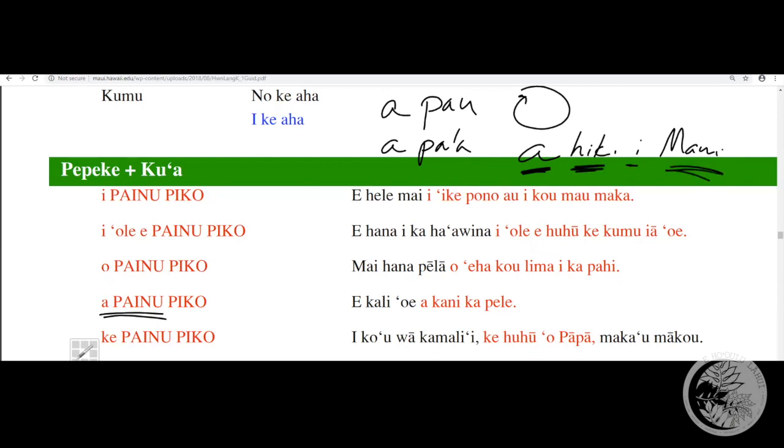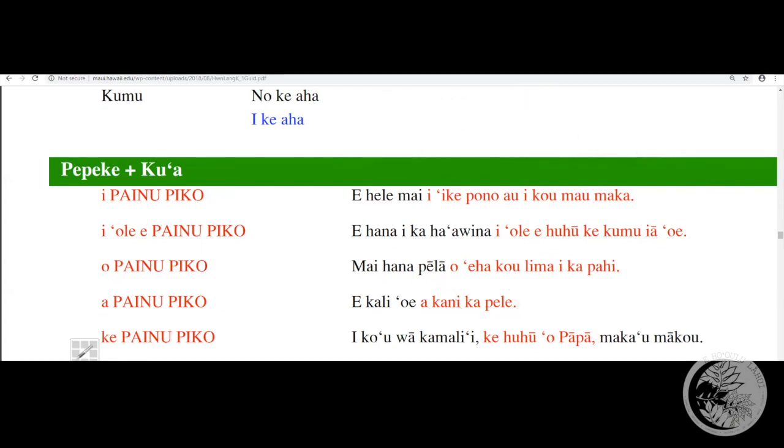Yeah. So this next one has that real strong idea of until. E kalioi, wait, e kalioi. A kanikapele, until the bell sounds, until the bell rings. Wait, and in English you say wait until the bell rings.